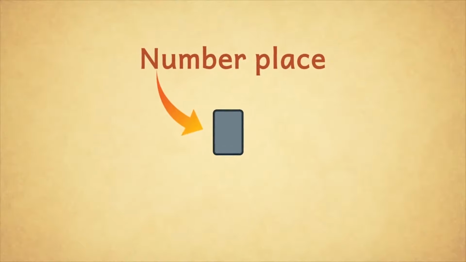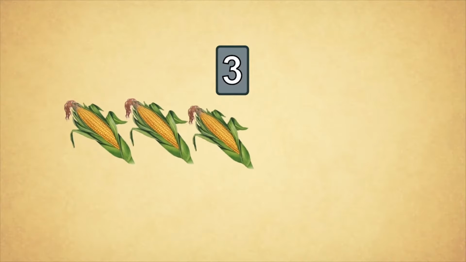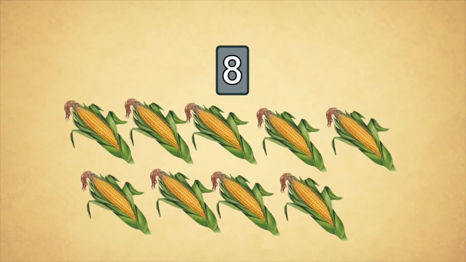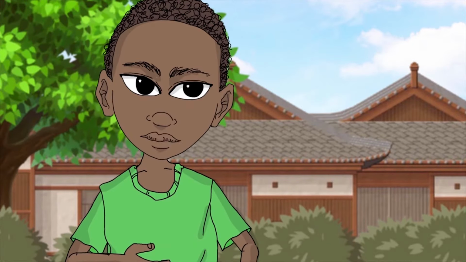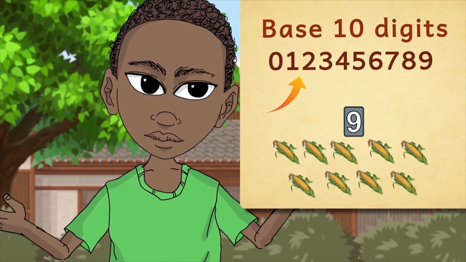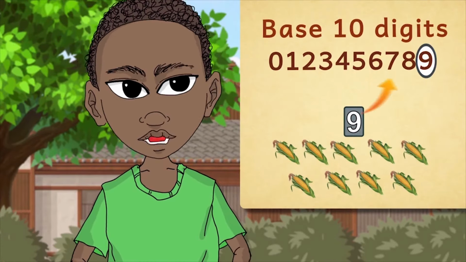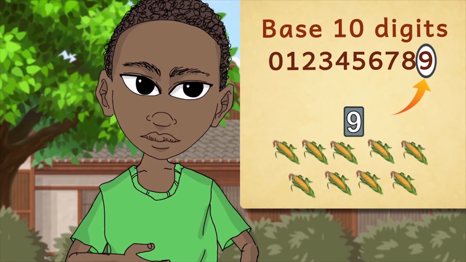Yes, think of a number place like a tiny box that can hold just one number at a time. So to start with, we have no maize, so we will put the number 0, but as we start to pick our maize, we begin to count 1, 2, 3, 4, 5, 6, 7, 8, and 9. Okay, now I see how that works. But we have a problem because it looks like you have run out of numbers to use, seeing that 9 was your highest value, yet we still have more maize to count.